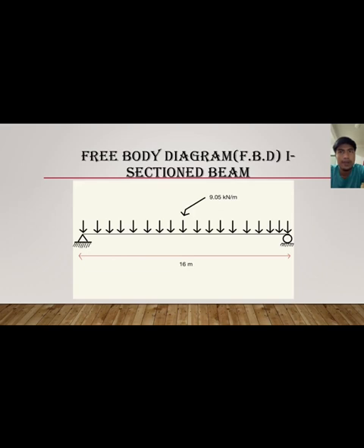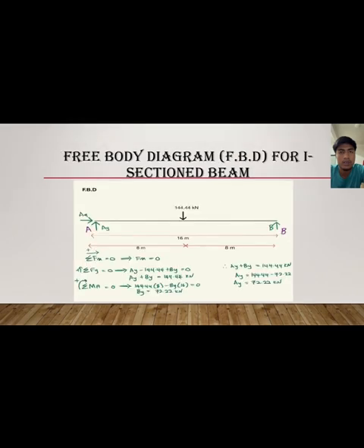Free body diagram (FBD) for I sectional beam. Okay, when we get a distributed load, we have to multiply by the length of the structure. This means times 60 meter, and then we put it at the middle of the beam. Okay, we can see the calculation shown.